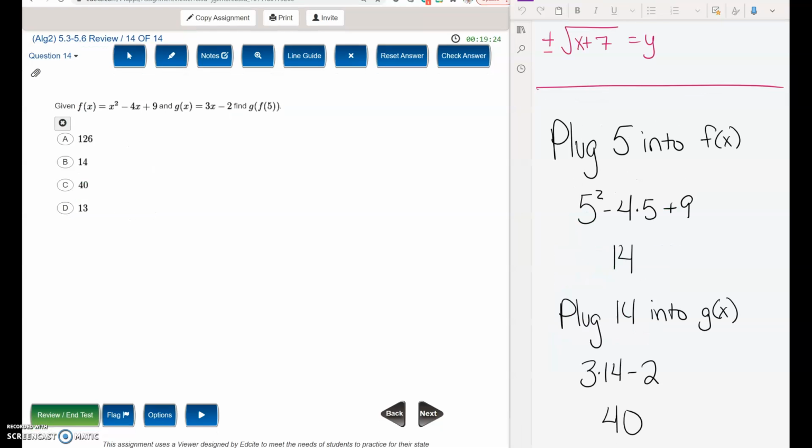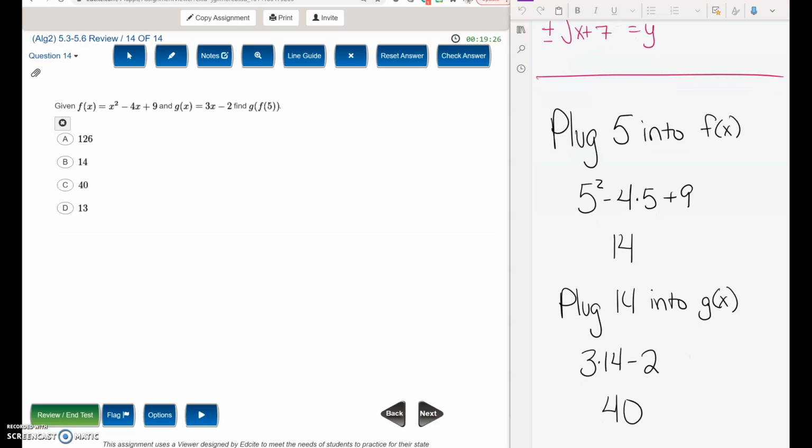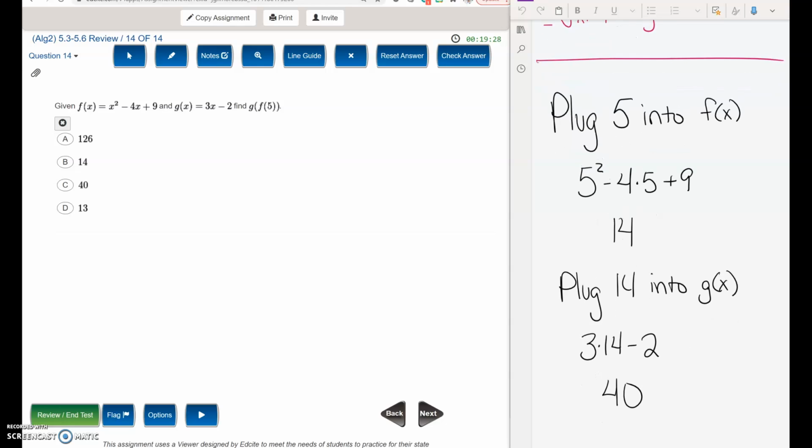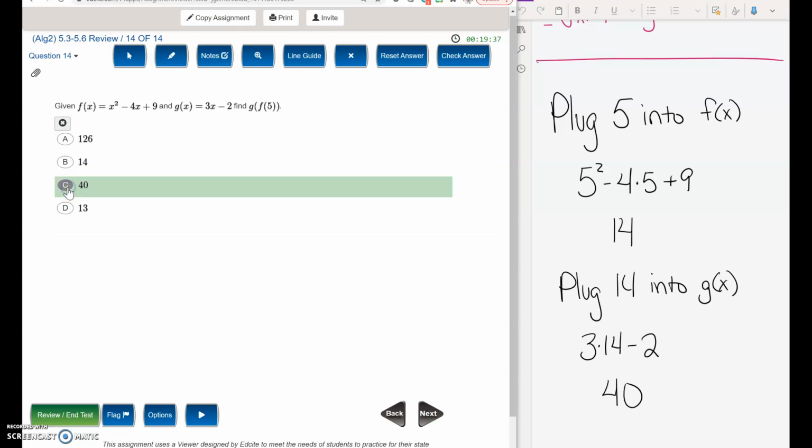And finally, find g of f of 5. That means that you plug 5 into the f function, start in the middle, 5 into the f function, that gives you 14. Plug 14 into the g function, and that will give you an answer of 40. So you're starting in the middle with 5. Plug 5 into the f function, see what you get. Plug that answer into the g function to get your final answer of 40.